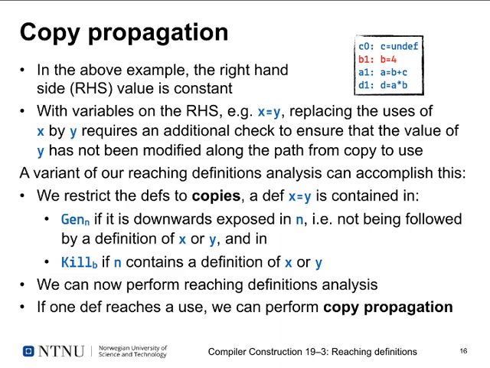And then we can perform a reaching definitions analysis using these constraints, and if one def reaches a use, we can then perform copy propagation. Otherwise, we cannot be sure, and so we can't use this optimization in that case.